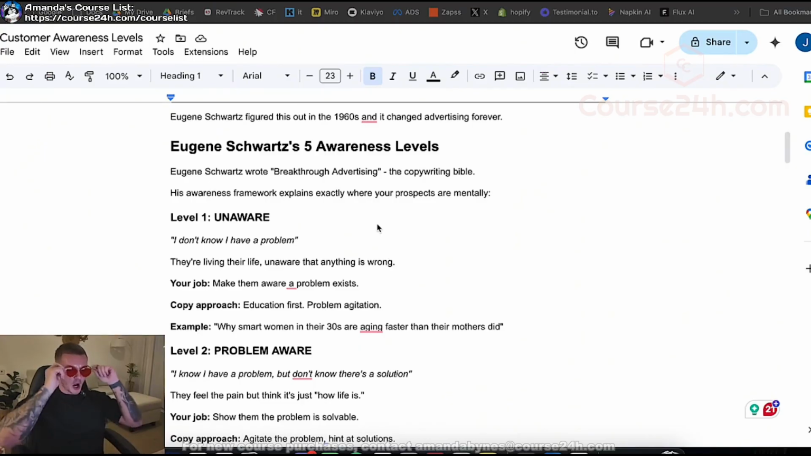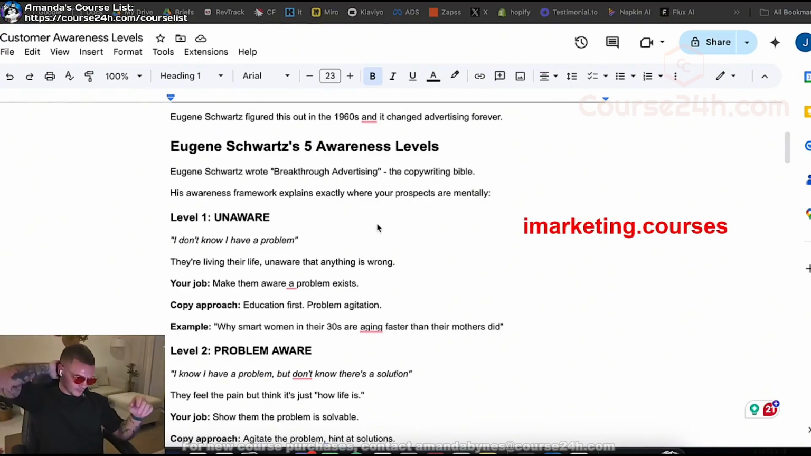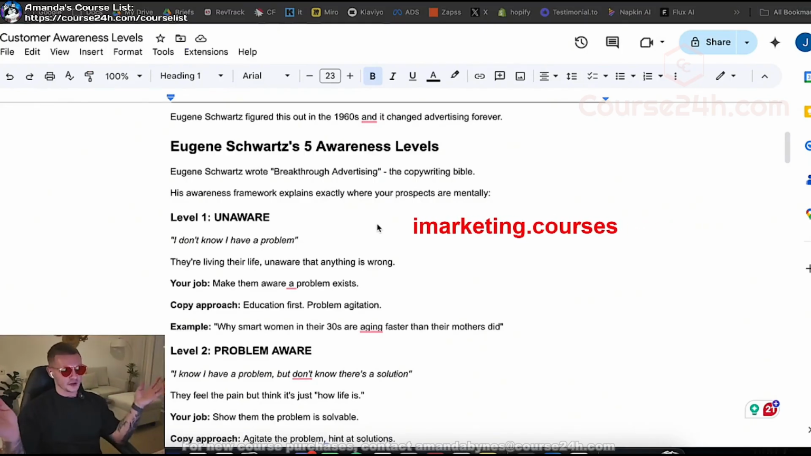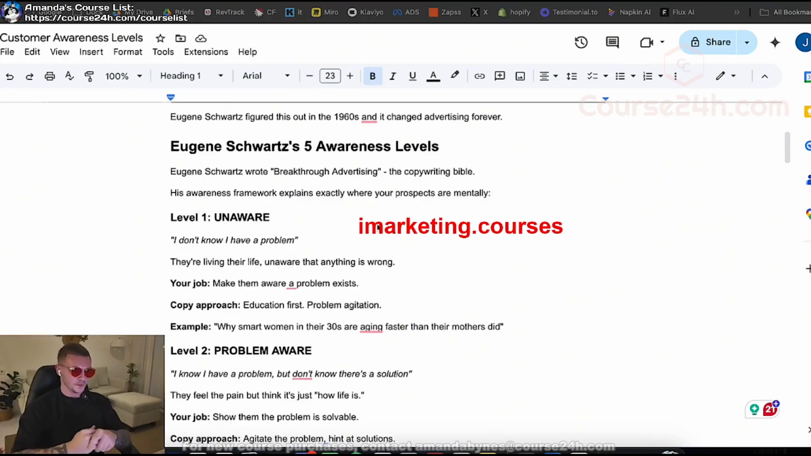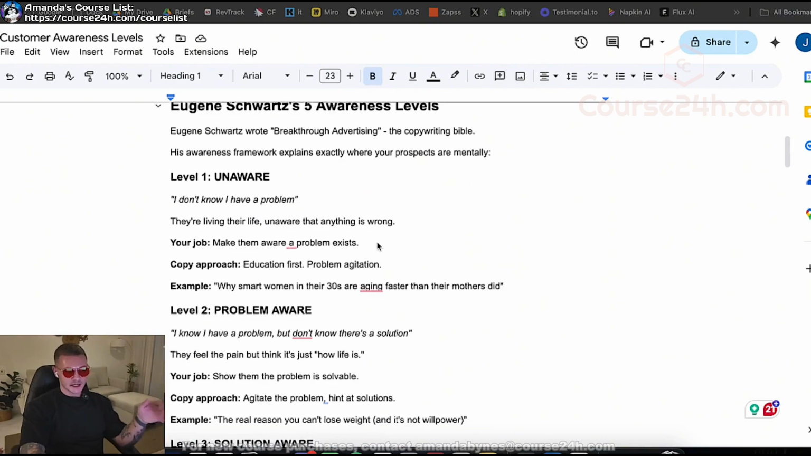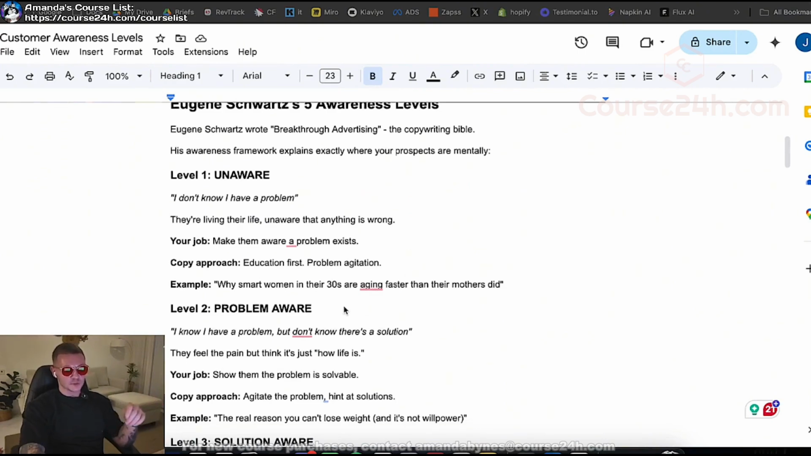So level 1 is unaware. This is the top of the tree. They don't even know that they have a problem. They're just blasting through life and they don't think anything is wrong. Our job here is to make them aware that they have a problem. And in copy, we're educating first. An example of a headline here is: why smart women in their 30s are aging faster than their mothers did. We're creating some curiosity here, and we're going to educate them on why they're aging faster, due to some skin condition or something like that.